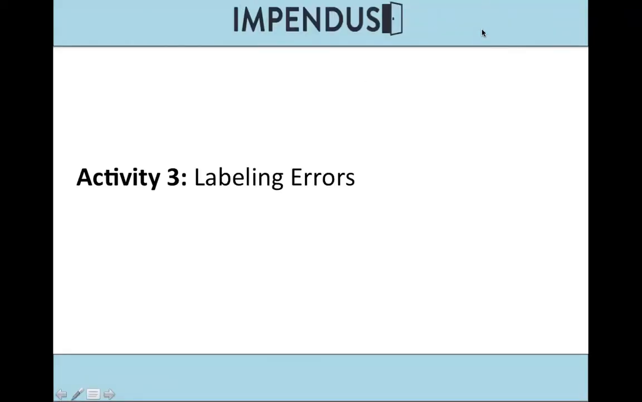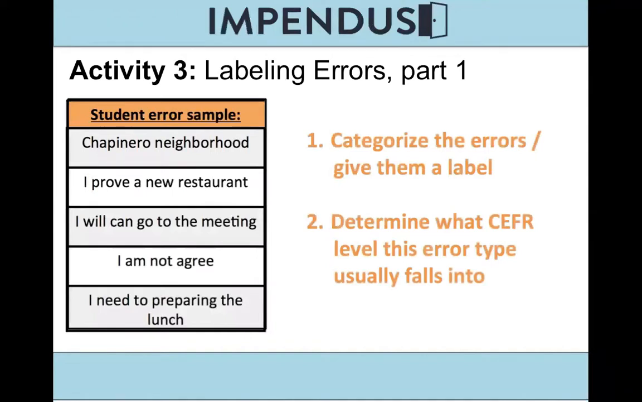Okay, so now let's move on to labeling errors. In this section, what we're going to do is look at the 5 student errors in this box, 1, 2, 3, 4, 5, on the left, and you're going to try to categorize the errors and give them a label, as well as determine what CEFR level this error type usually falls into.